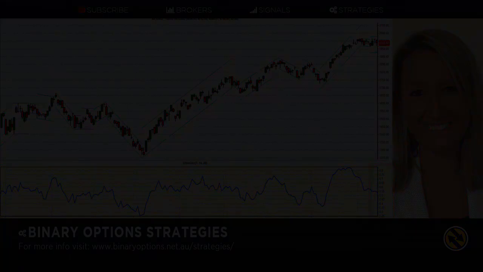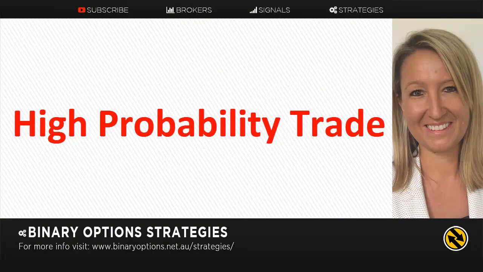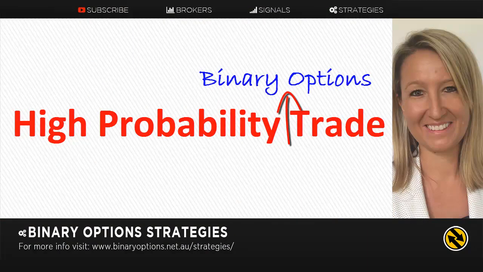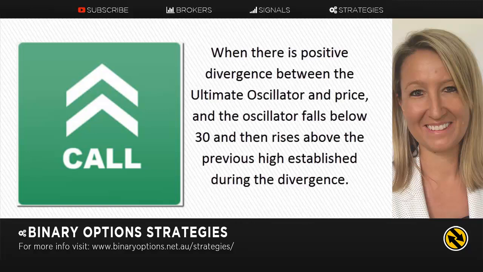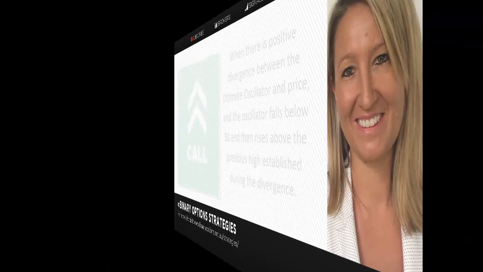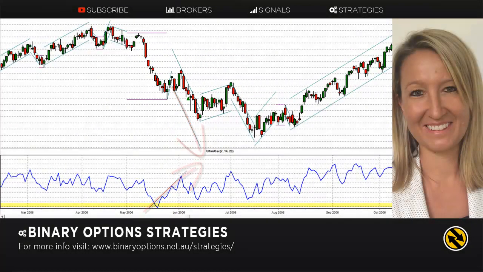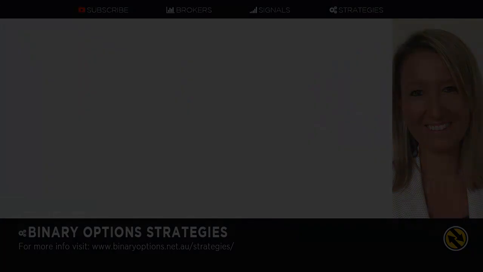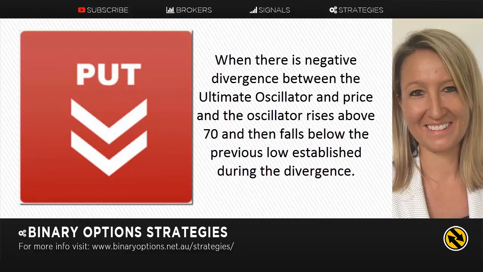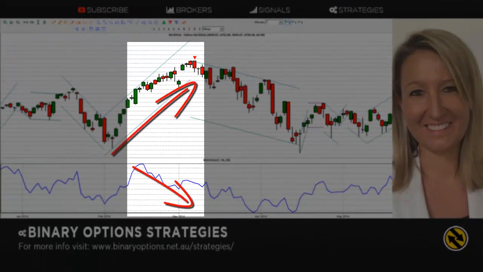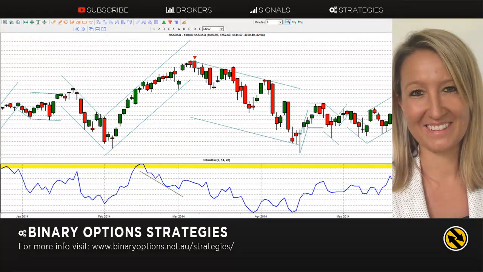For a high probability binary options trade, two conditions must be met with both call and put signals. When there is positive divergence between the ultimate oscillator and price, and the oscillator falls below 30 and then rises above the previous high established during the divergence, a call trade is signaled. Conversely, when there is negative divergence between the ultimate oscillator and price, and the oscillator rises above 70 and then falls below the previous low established during the divergence, a put trade is signaled.